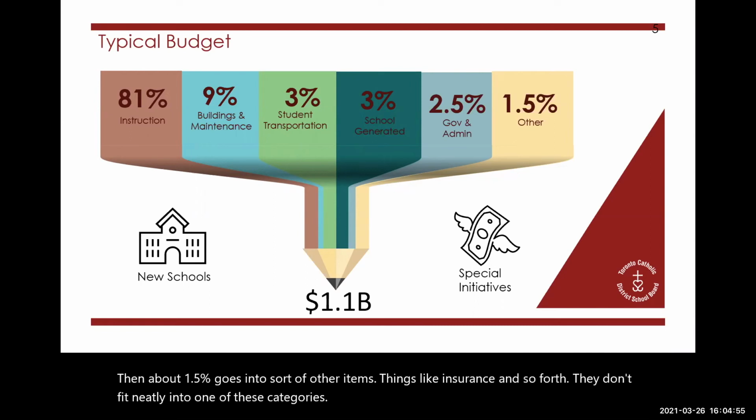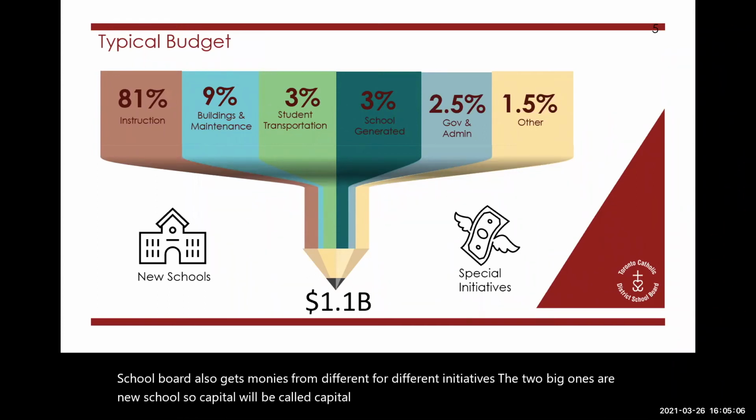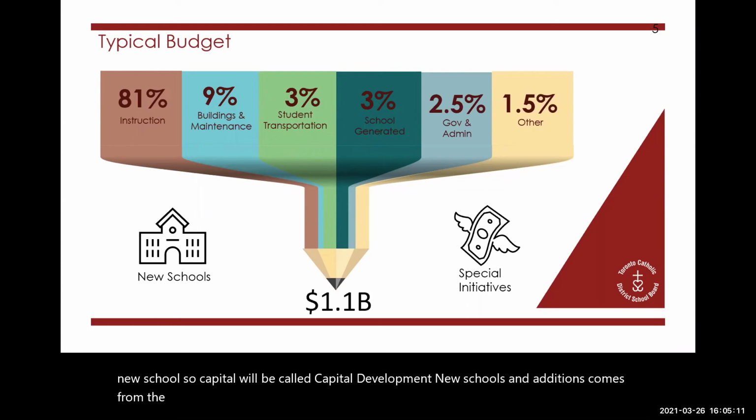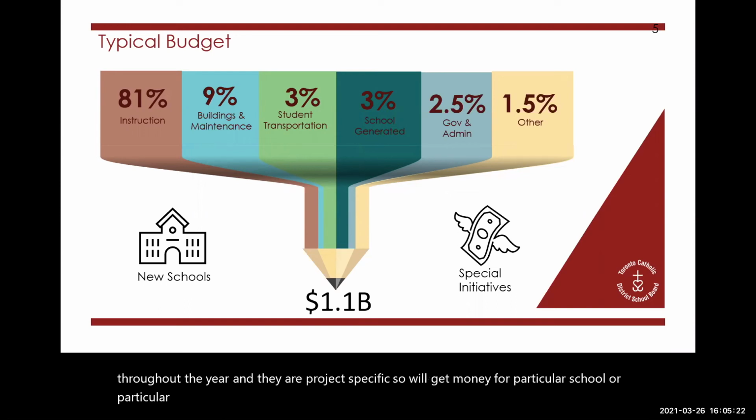The school board also gets monies for different initiatives. The two big ones are new schools, what we call capital development. New schools and additions come from the government, and they typically get announced at various different points throughout the year. And they're project specific. So we'll get money for a particular school or a particular addition or a childcare addition, something to that effect. And they're funded on a project by project basis.